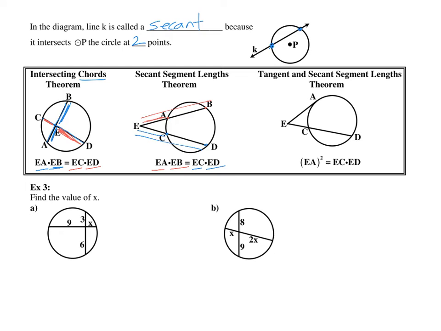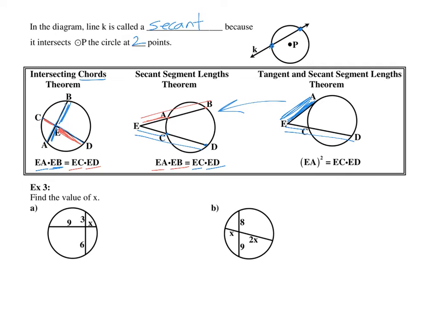Tangent and secant segment lengths theorem. All right, this one's interesting. Here I have a tangent line. So I have EA, and I don't have two parts in this case, so you have to multiply it by itself. EA times EA, which is EA squared, is equal to EC times ED. It's very similar to the previous property. All right, but just remember, since you don't have two parts, you got to multiply it by itself.